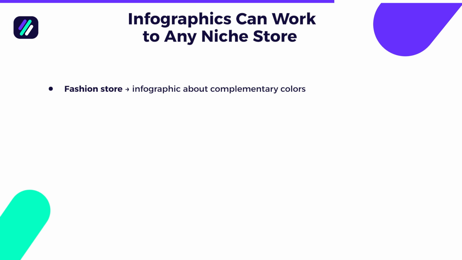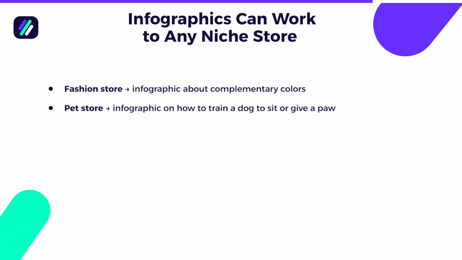Fashion store, infographic about complementary colors. Pet store, infographic on how to train a dog to sit or give a paw. Fitness store, infographic on stretching or recovery routines. It might sound small, but to a buyer, this shows that you actually care. And that extra effort is what separates successful stores from the average ones.